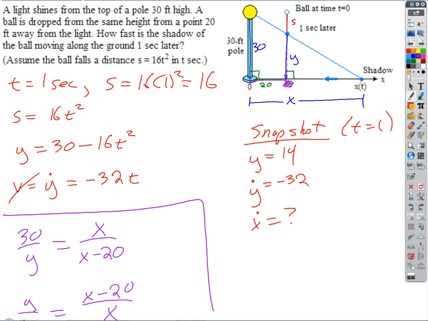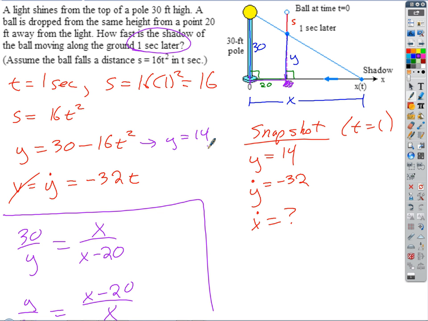All we're doing is we've got this picture, right? We came up with some snapshot values by using this little equation here. So we said that y is equal to 30 minus 16t squared. That's the height of the ball as a function of time, but the time is going to be after 1 second for our snapshot. So if we plug 1 in, this gives us y equals 14, right?